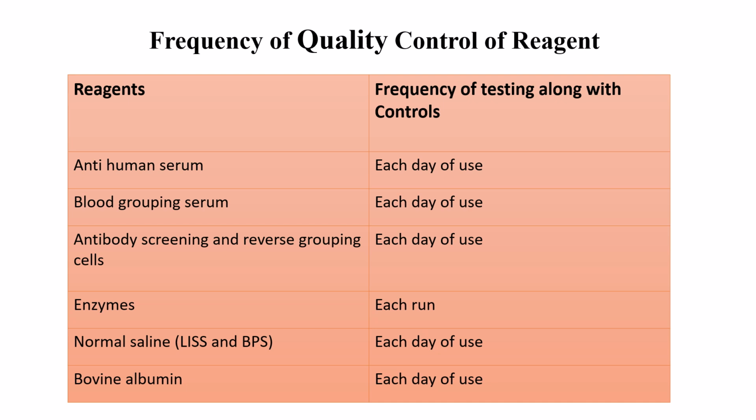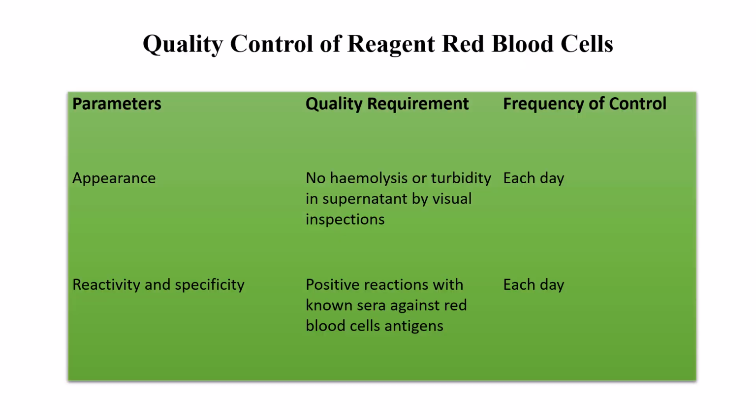Now, frequency of the quality control of the reagent. For anti-human serum, blood grouping serum, antibody screening and reverse grouping cells, normal saline, bovine albumin, these should be done each day of use. Whereas for enzyme, for every run you have to check the quality of that enzyme.